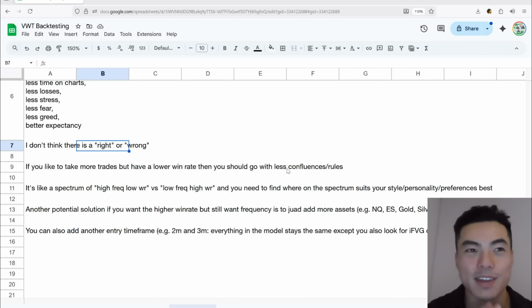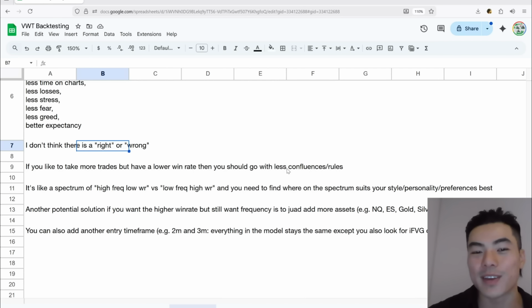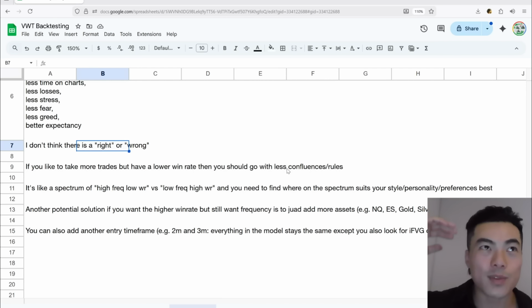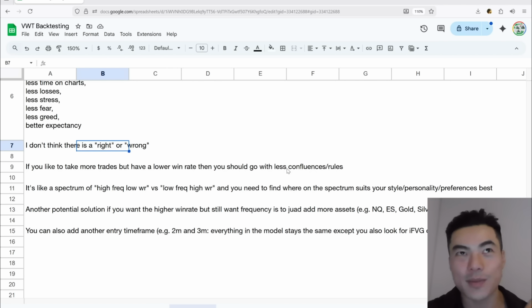I think of it as a spectrum. On the far left end, you've got high frequency, super low win rate, but not many confluences. So you'll take everything. As soon as price touches the POI, you enter a trade. And then on the other end, you've got a lot of confluences, so lower frequency of trades, but a higher win rate, where you need price to be at this exact time on this exact asset. You need these things to line up, and you might get one trade a month.